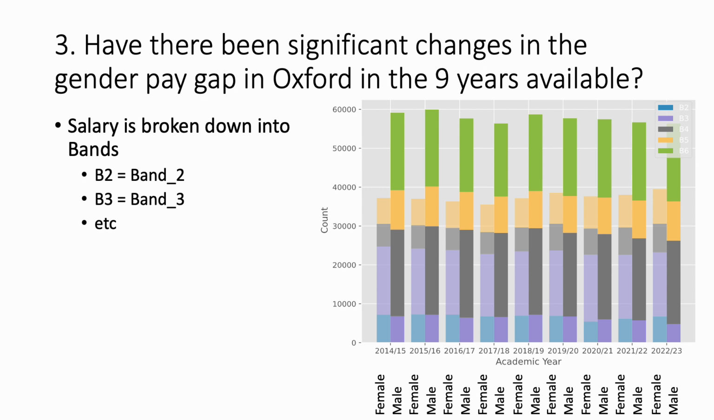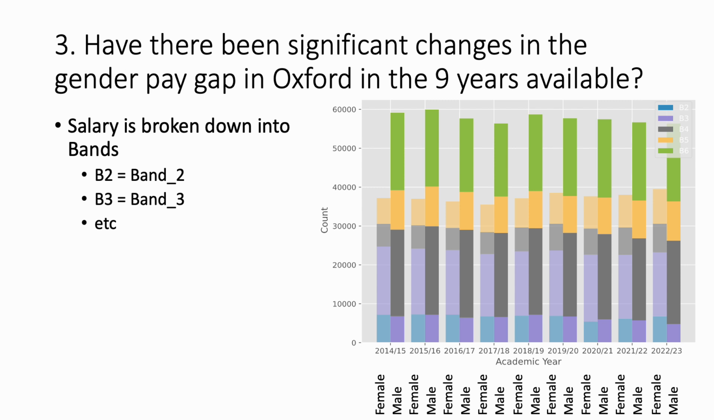And then the third question that we were asked was, have there been any significant changes in the gender pay gap in Oxford in the 9 years of data set that was available? So this question actually had a high overlap with the first question, which is basically you plot the gender pay gap across time. And we decided to present this information with the absolute count. This allows us to see if there are any proportional or count differences across different years, but it doesn't seem to be that much of a difference.